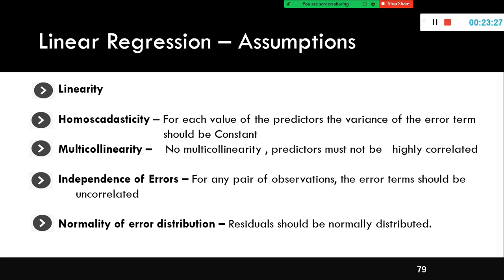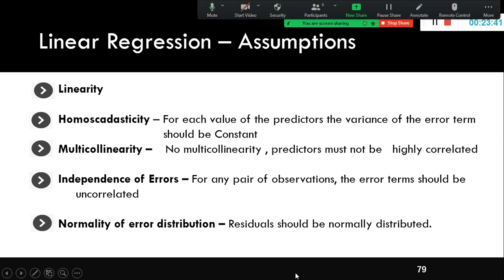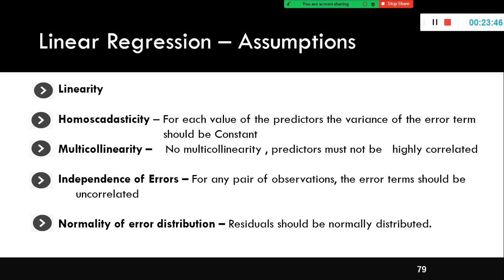And homoscedasticity: for each value of the predictors, the variance of the error term should be constant. As the predicted values and the x value increase, the error should not go high. And multicollinearity, there should not be any correlation amongst the independent variables. Independence of error: for any pair of observations, the error terms should be uncorrelated. The error values should not be correlated.